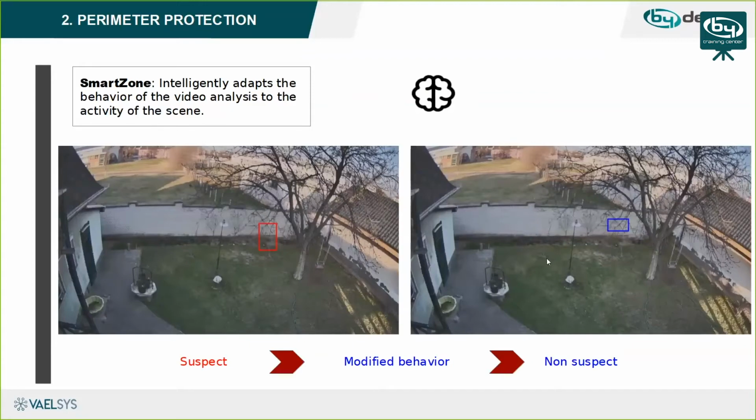Then we have Smart Zone, which I mentioned before, intelligently adapts the behavior of video analysis to the activity on the scene. In this scenario, we got the tree, and let's say there's some wind outside, and you can see that the system is detecting these branches moving in the wind as a suspect. This Smart Zone would intelligently adapt this scene and say, oh, those are just branches in the wind. Let's classify them as a non-suspect.